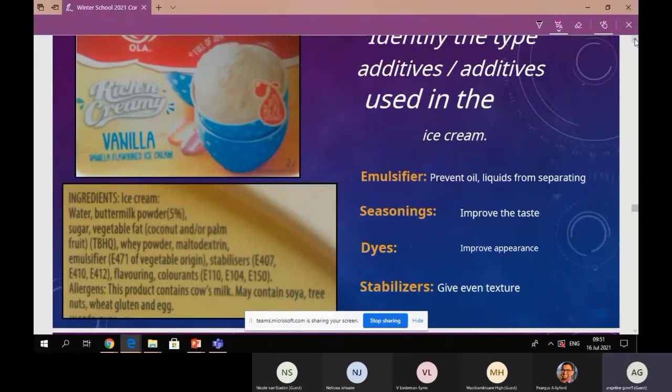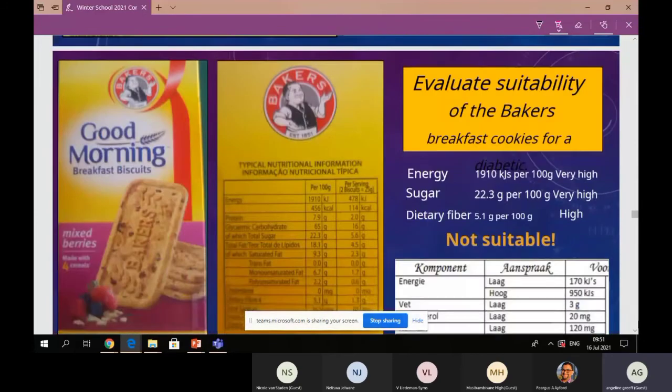Okay, identify the type of additives used in the ice cream. And then it could have furthermore said, and give the function. So there's an emulsifier. Okay, so it prevents the oil or liquids from separating. There's seasonings, it improves the taste. There's dyes that improve the appearance. And there's stabilizers that give it an even texture. Okay, so as you can see, there's colorants or dyes, flavorants, etc. So you can expect to get something like this, just to give an example of how it can be asked. It can also obviously be asked in shorter questions. Okay.